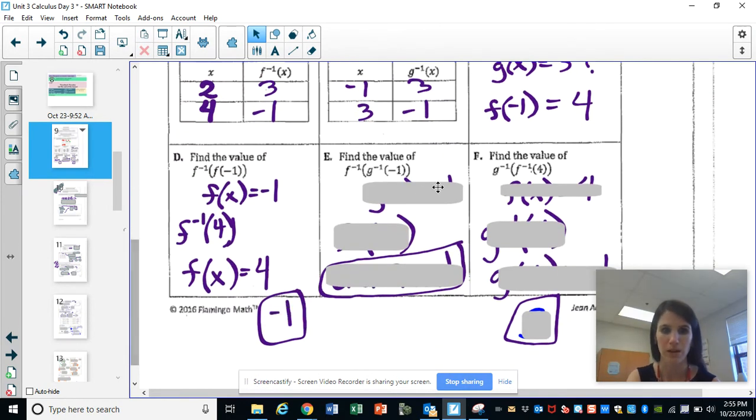All right, so let's try E. G inverse of -1. So what's the question we're asking ourselves? We're asking, when is g of x equal to -1?